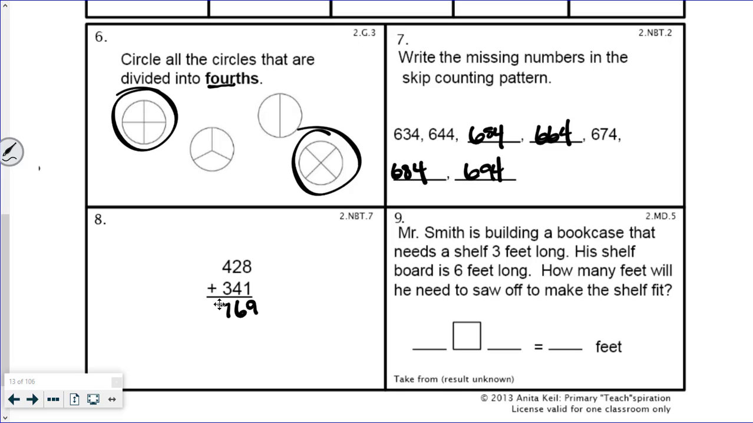Last problem. So Mr. Smith is building a bookcase, and his shelf board is 6 feet long. He needs to figure out how many feet to saw off of it to make it fit, and so it's a 3-foot shelf. So he has a 6-foot board, and he needs to find the difference basically between 6 feet and 3 feet, because he needs to go from 6 feet to 3 feet, right? So 6 minus 3, because we're going to find the difference, and then 6 minus 3 is 3. So he needs to take off 3 feet of board to make it fit.